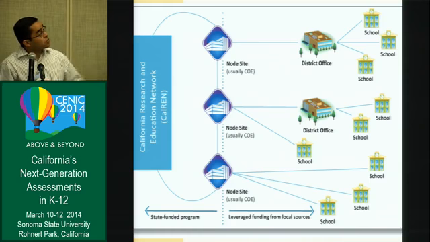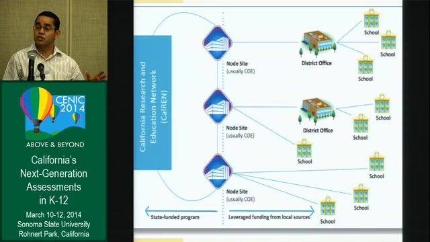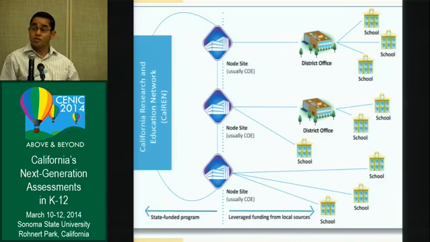So we aggregate traffic in what we call node sites, K12 node sites. And these are typically a county office of education. There are 58 county offices of education around the state. We have 73 node sites in California that help us aggregate, and these node sites connect directly to CalREN.